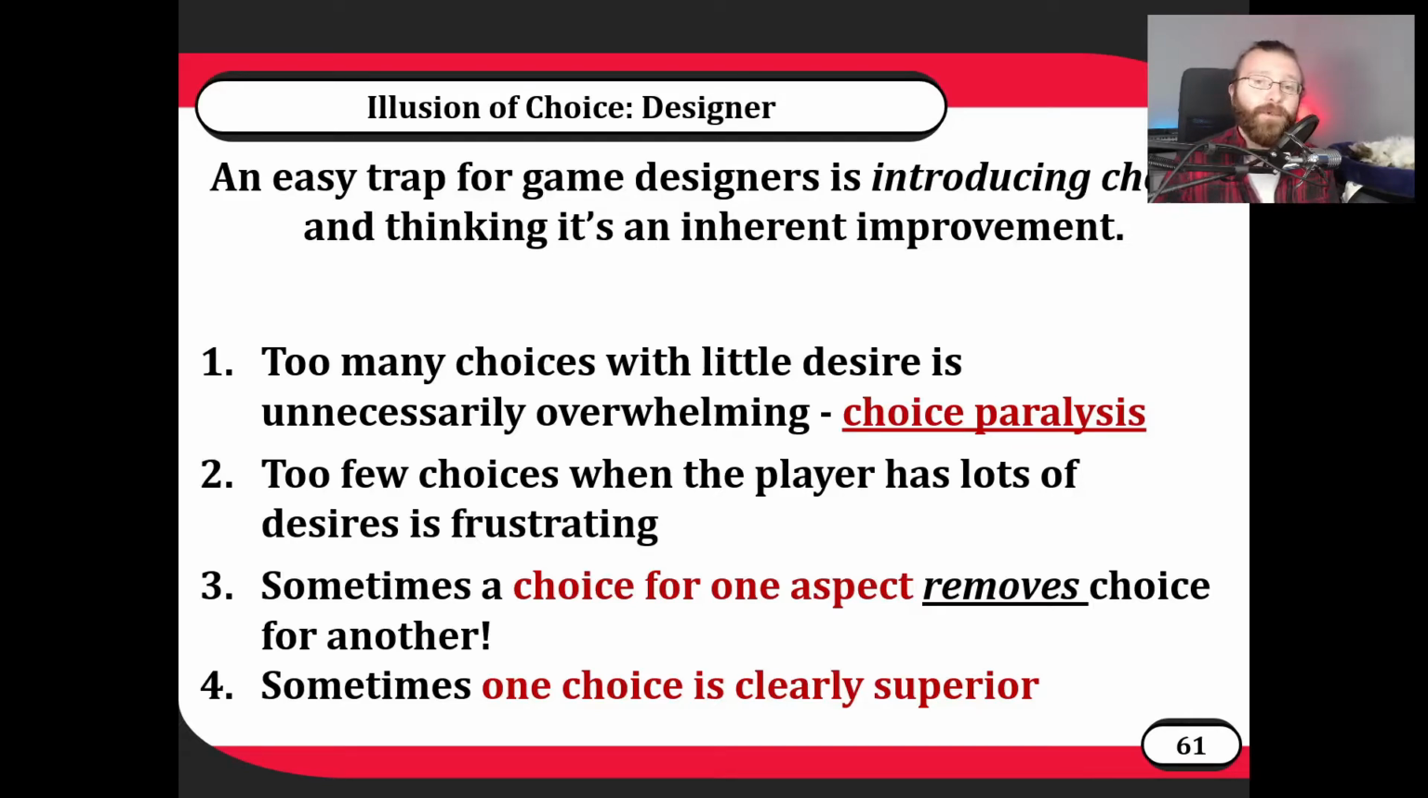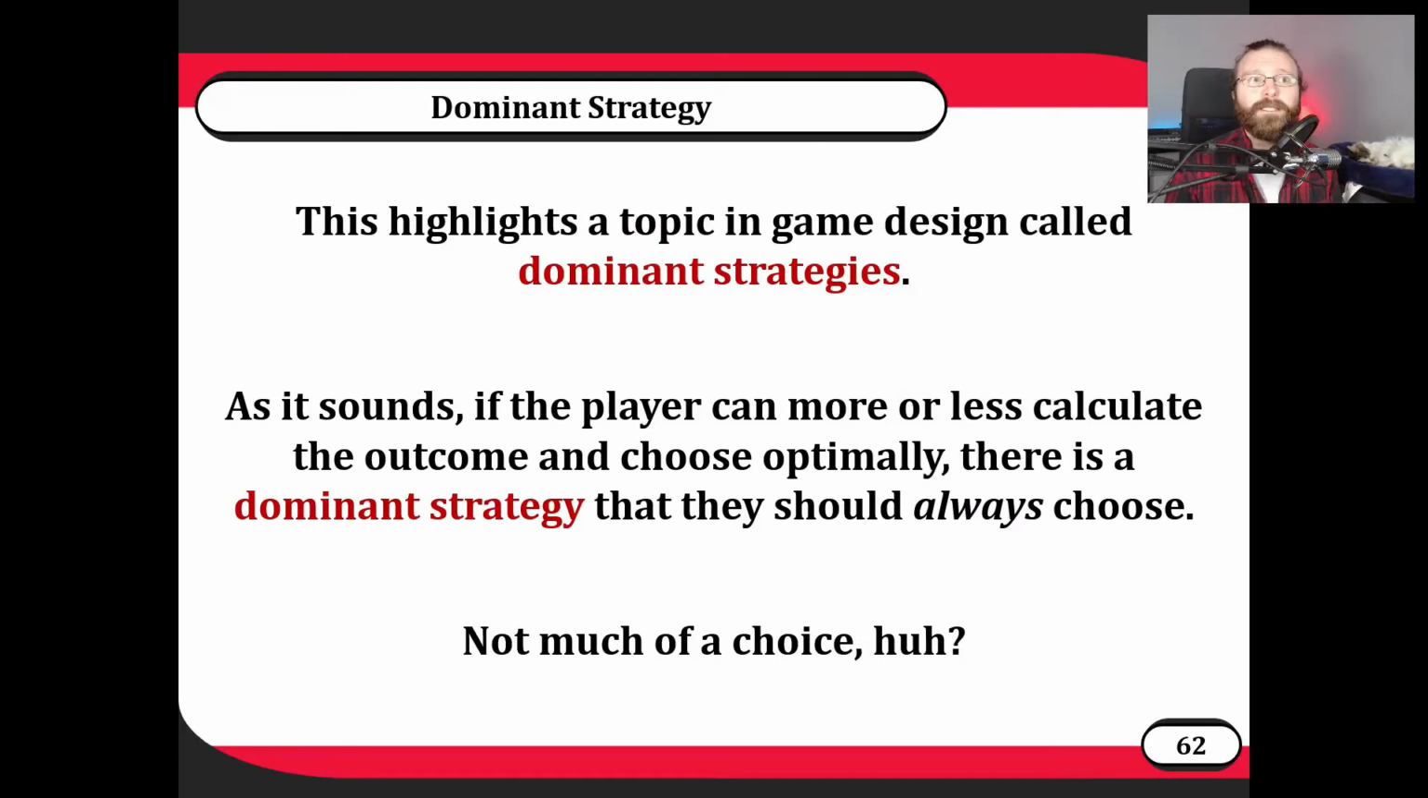We need to be careful to not provide too few choices, because when we provide no choice at all, we're basically making a movie. So we want to introduce choice because that's one of the differentiating factors of games. We want to be mindful that sometimes introducing a choice for one part of the game can take away a choice for the other. And I think the way that this comes up is through dominant choice, or when one choice is clearly superior over the other ones. This is referred to as dominant strategy. This is when we present a choice to the player, but one of them is clearly superior to the other.